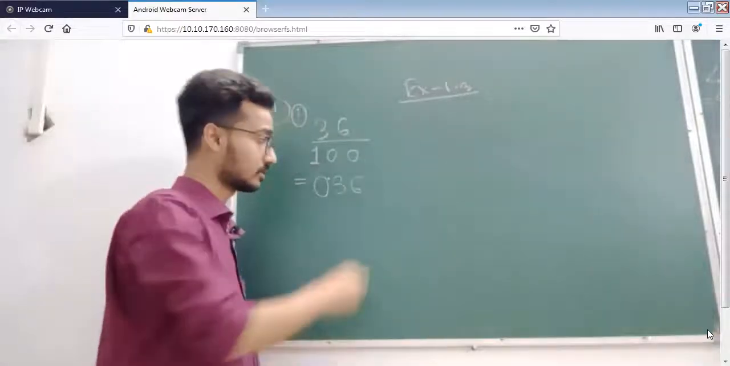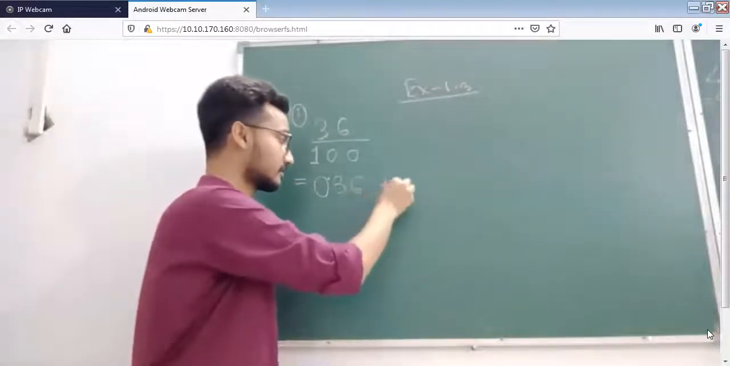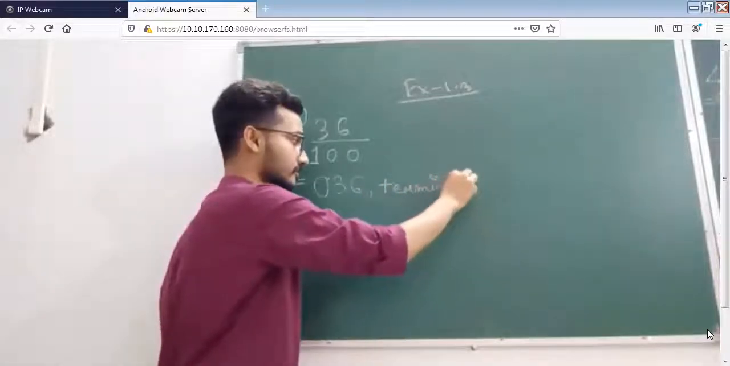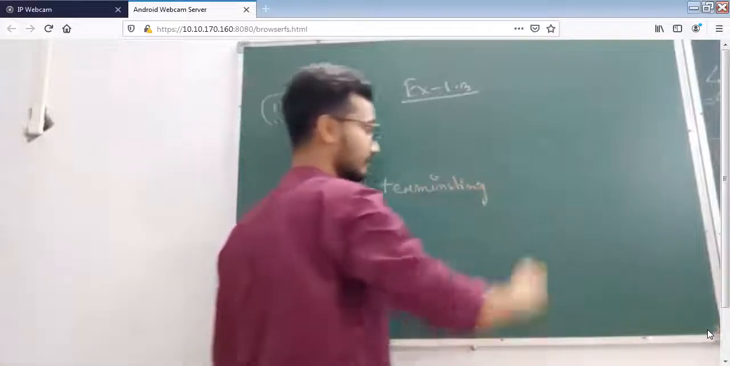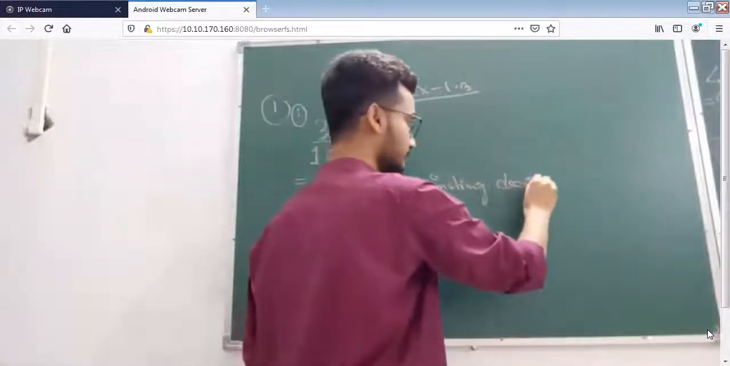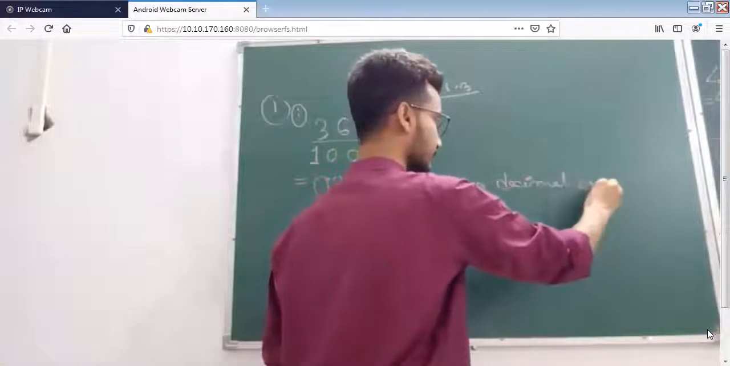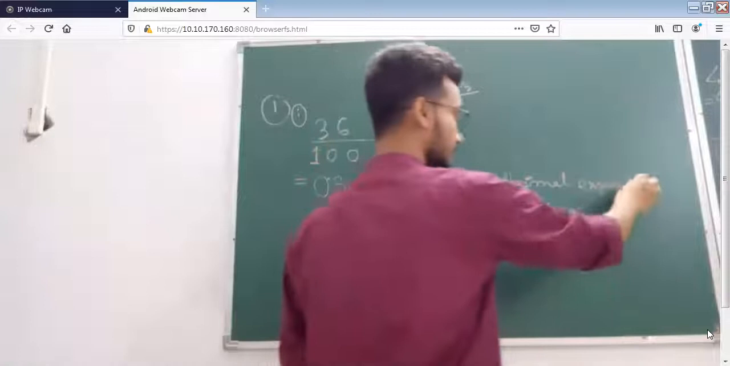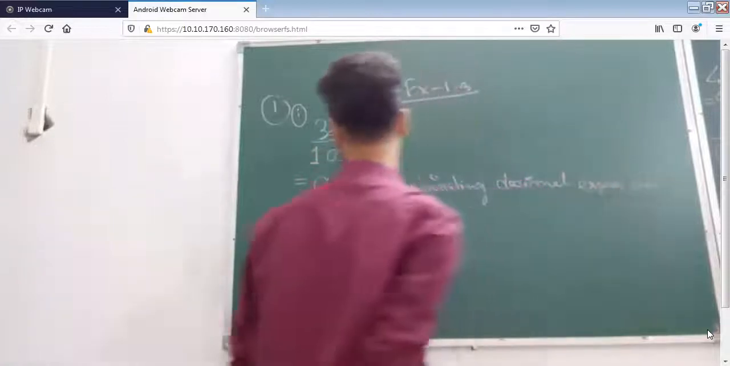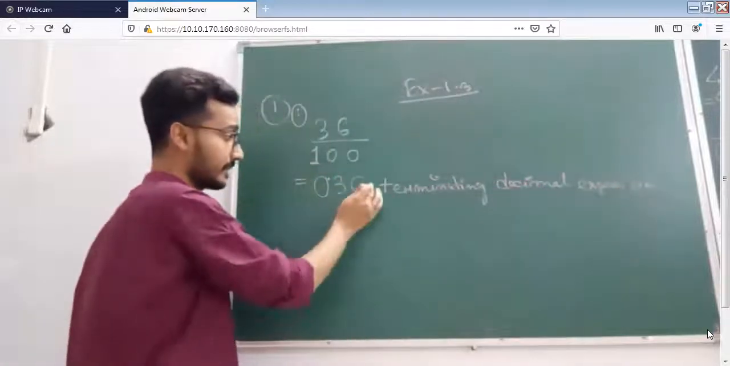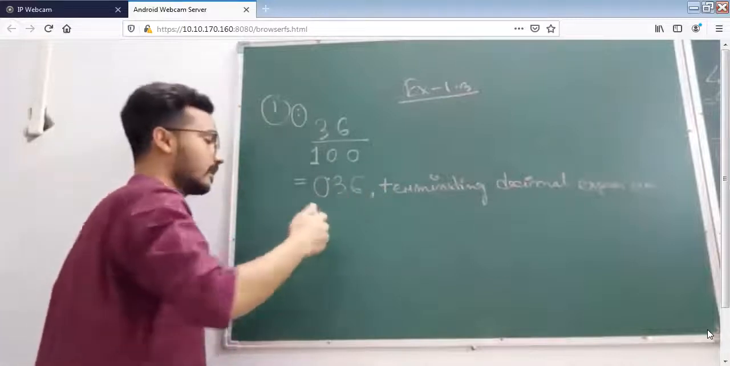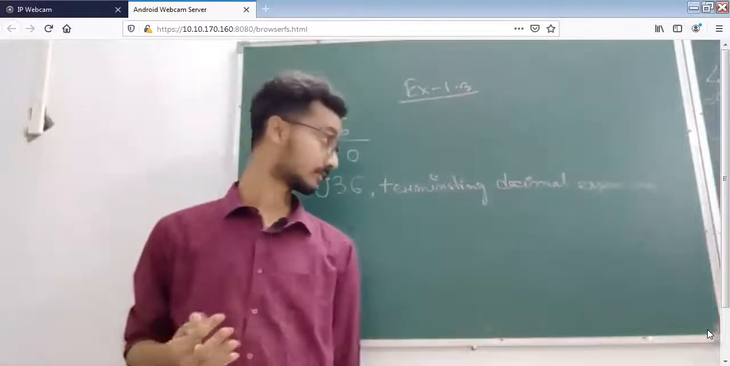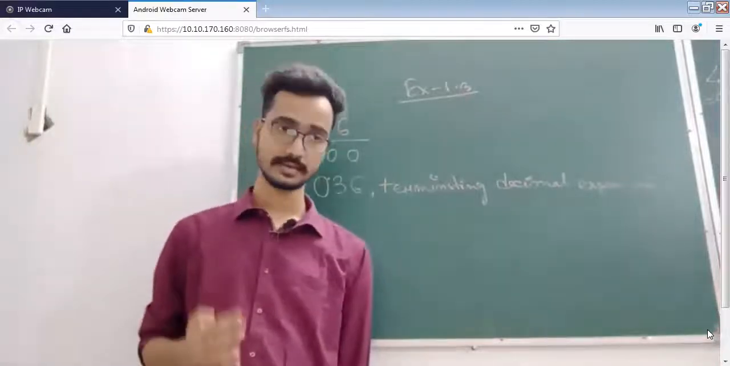So, you have to write down here, comma, terminating decimal expansion. Up to this clear? Terminating decimal expansion. Why? Because it will end at a fixed point. That is, after 2 digits it will end. So that's why it is a terminating decimal expansion. After this, clear? Okay.